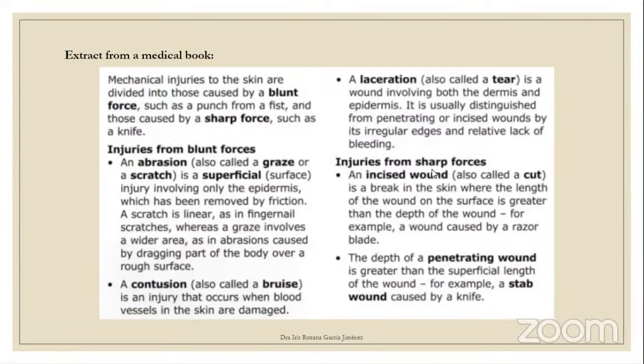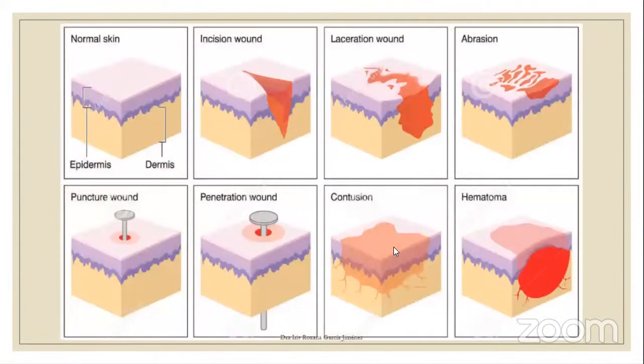Now we have injuries from sharp forces. We can say incised wound, also called a cut, or penetrating wound, where the depth is greater than the superficial length of the wound. For example, a stab wound can be caused by a knife, okay? Please check this, read this again. And now let's check some pictures to realize the meanings of this.